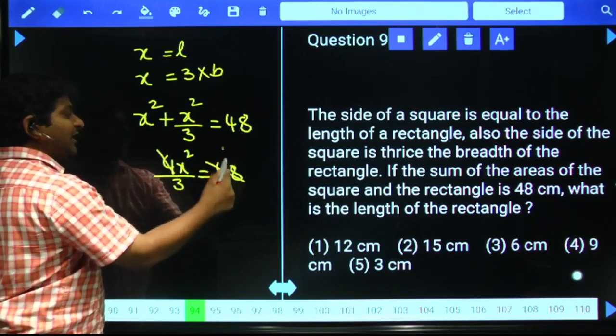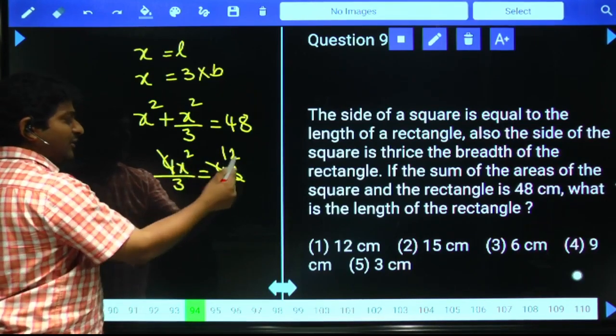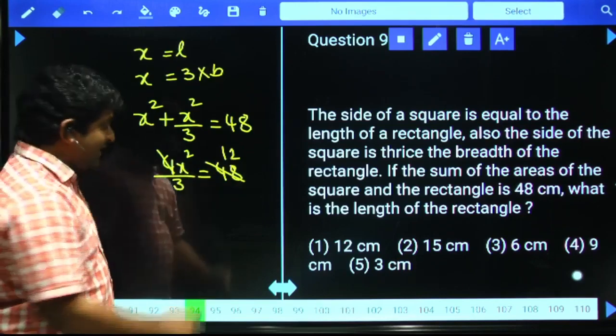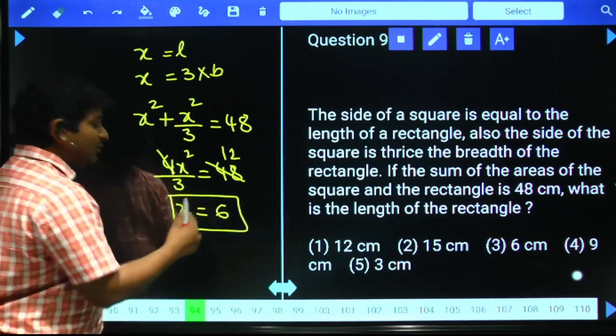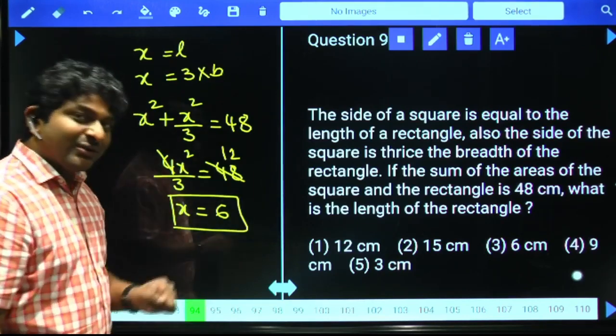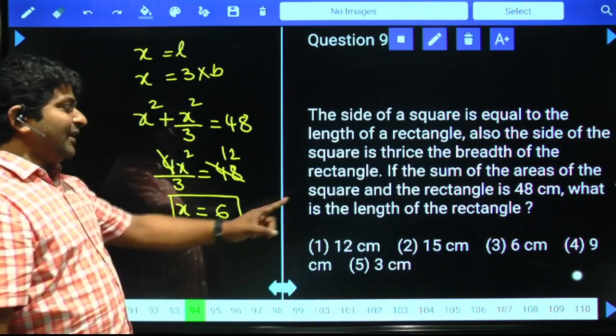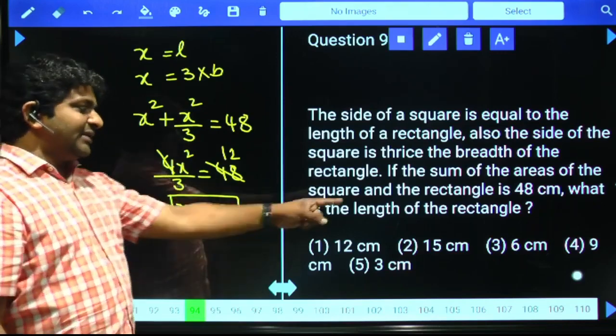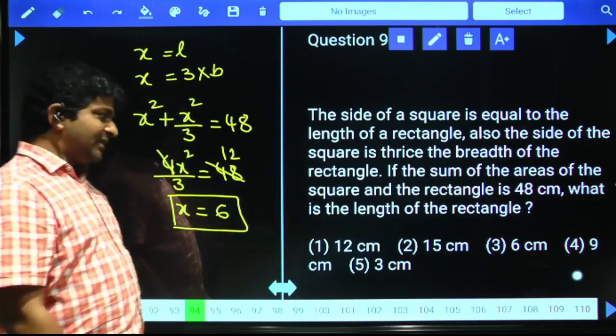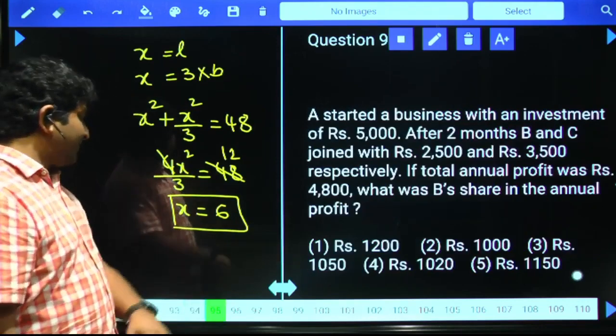x square is equal to 12 into 3, that is 36. Then x is equal to 6. x is the side of the square as well as the length of the rectangle. The length of the rectangle, which is your question, is equal to x. Third option, 6 meters is the final answer.